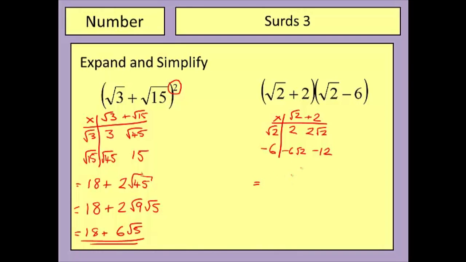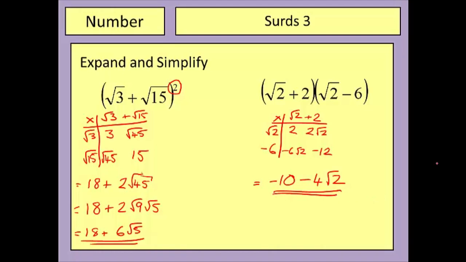This means that when I collect together all of the terms from my expansion, I've got 2 minus 12, which is negative 10, and I've got 2 root 2's take away 6 root 2's, which is minus 4 root 2. There's no simplification left to be done, so that's my final answer.